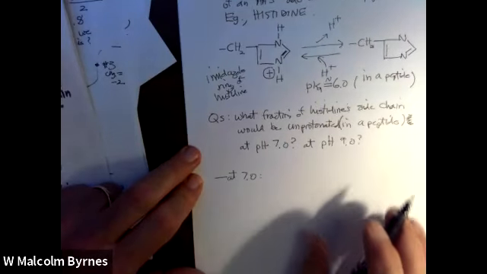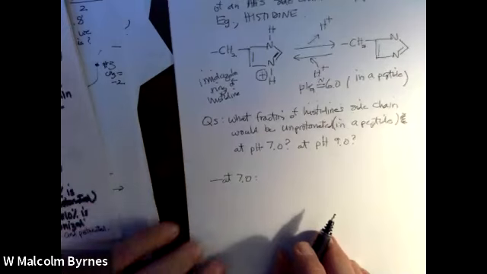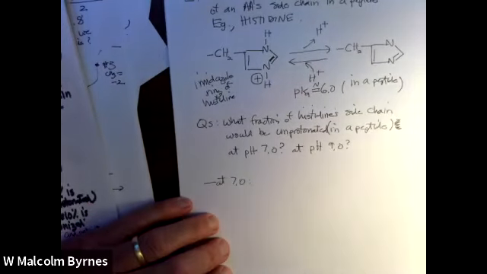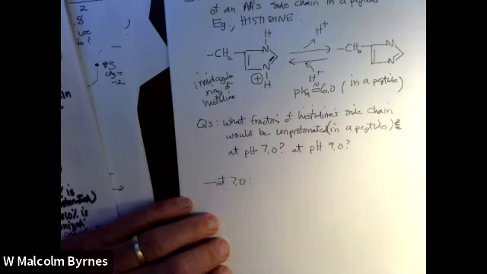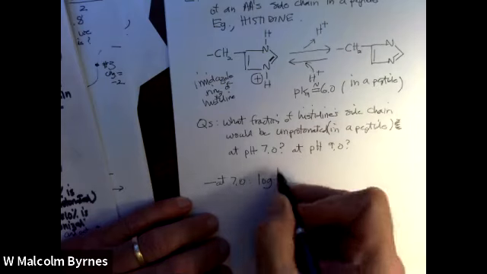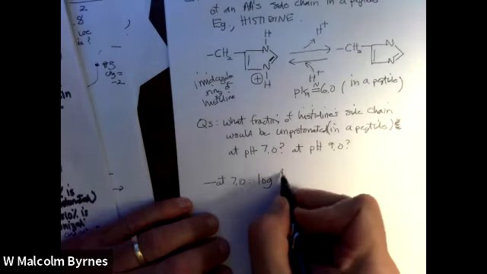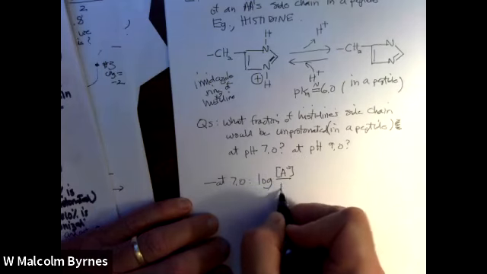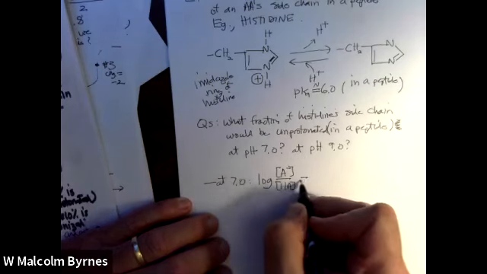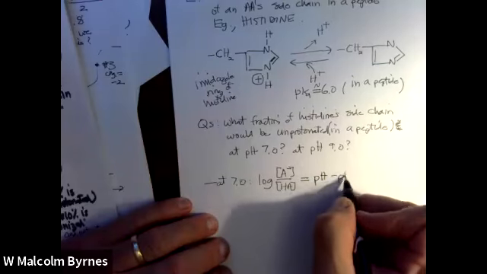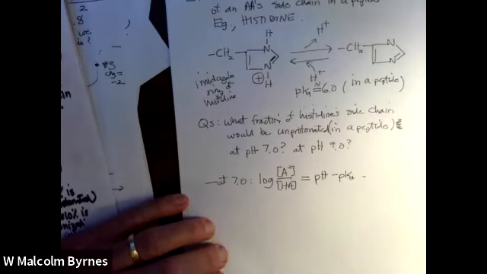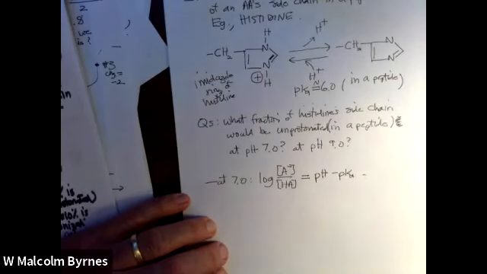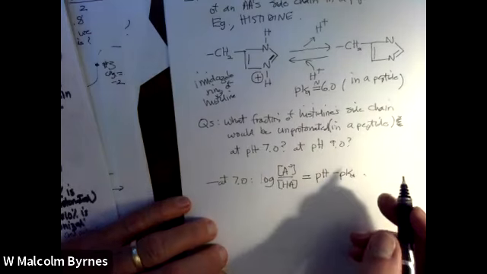So what we have to do is use the Henderson-Hasselbalch equation, and look at that ratio that I was talking about. This is what the equation says: the log of A minus over HA is equal to pH minus pKa. This is just a rearrangement of the Henderson-Hasselbalch equation, which says pH is equal to pKa plus log of A minus over HA.